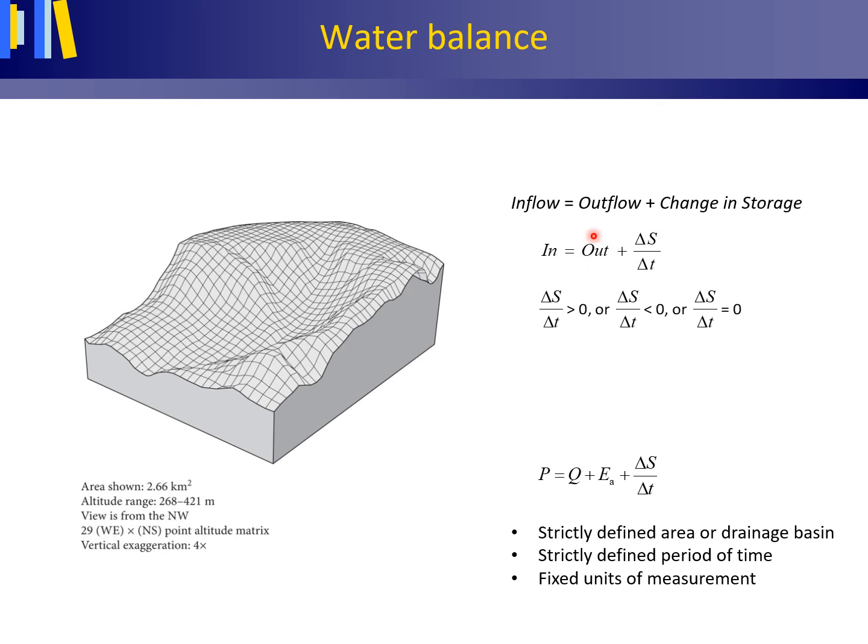When your outflow, volume of water per unit of time, is larger than your inflow, volume of water per unit of time, then water will be taken out of storage during that specified period of time. And delta S delta T is a negative number, smaller than 0.